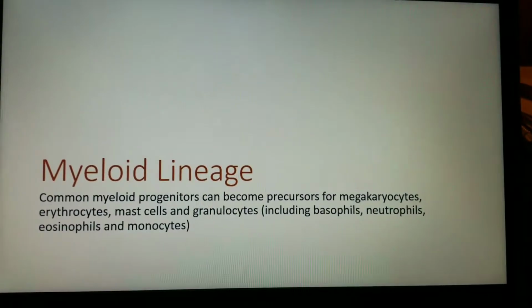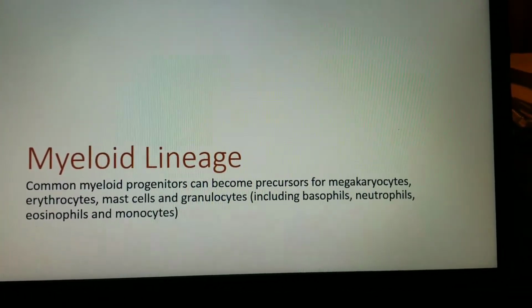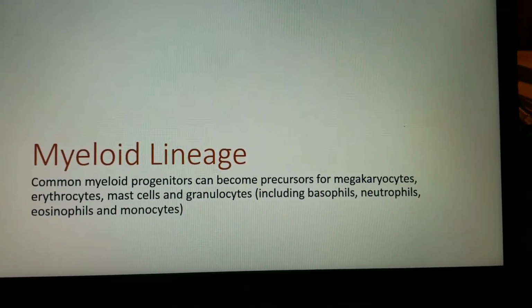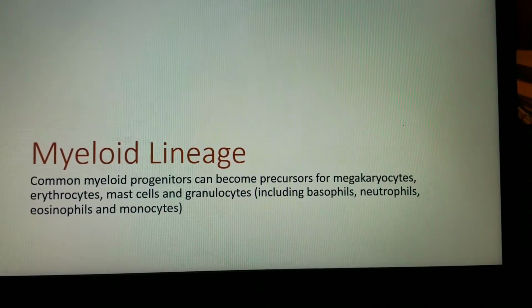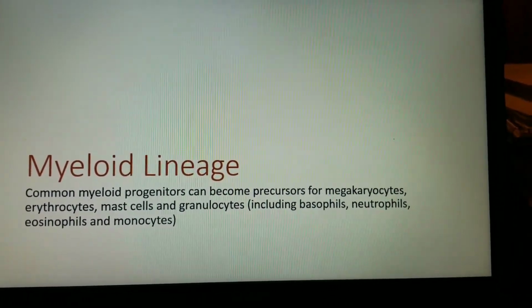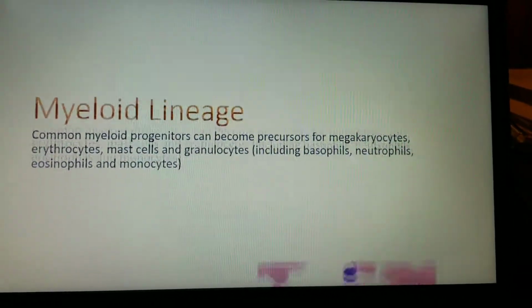I'll start with the myeloid lineage. Common myeloid progenitors can become precursors for megakaryocytes, erythrocytes, mast cells, and granulocytes, which include the basophils, neutrophils, eosinophils, and monocytes.